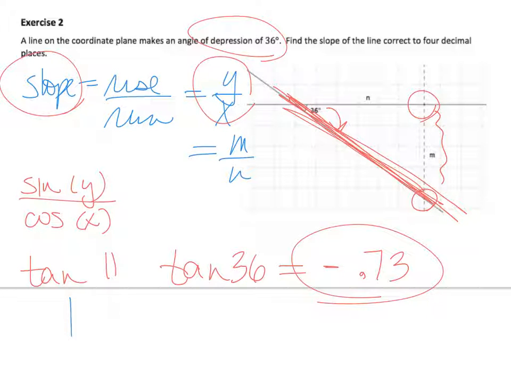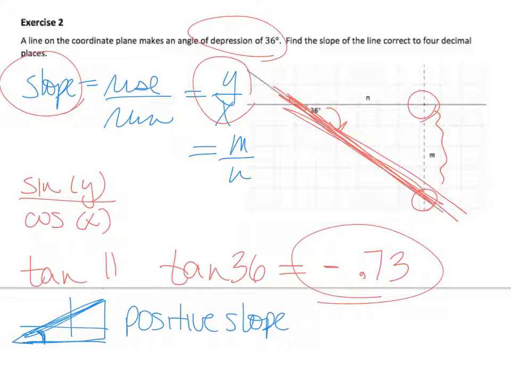I guess I can talk about if we had a coordinate plane and one that looked like this with an angle of elevation, this would be a positive slope. And it still would be tangent of the angle because it's opposite over adjacent, y over x, which is slope. Pretty cool.